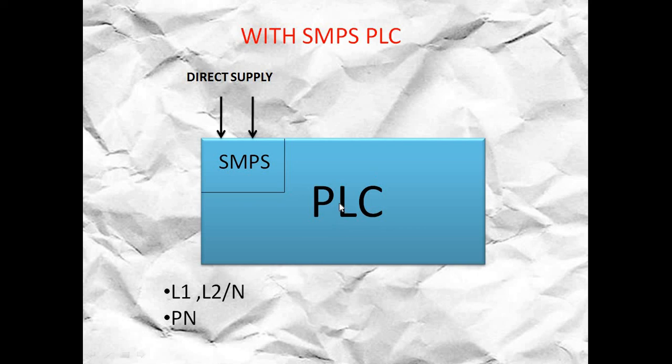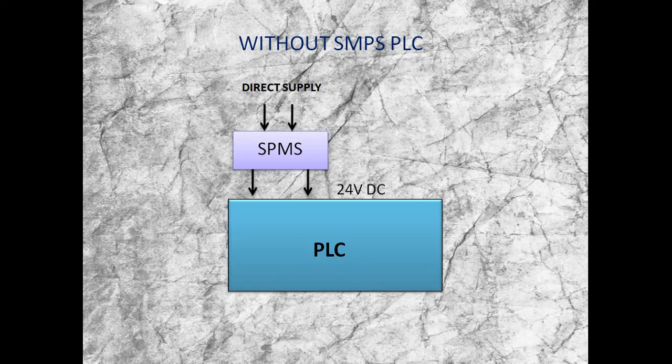And if you want to know whether the PLC you are having is with SMPS or without SMPS, just check out the label. If you have this type of indication, that is line 1, line 2 neutral or phase neutral indication, then it says that your PLC is with SMPS. This is the without SMPS PLC. Here we need to connect the SMPS module externally.